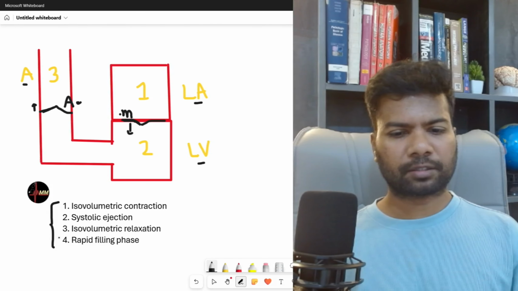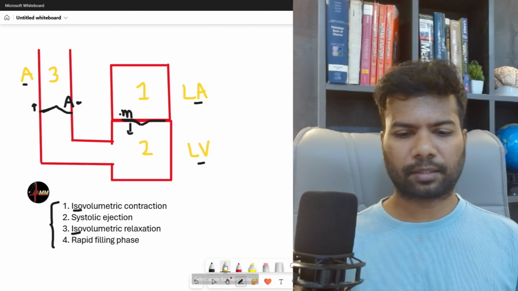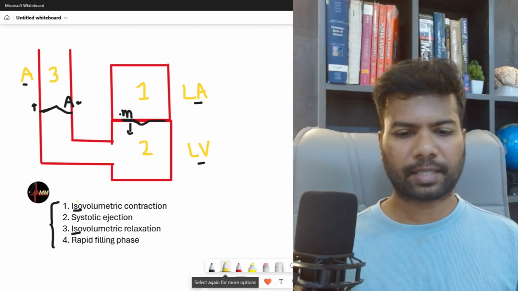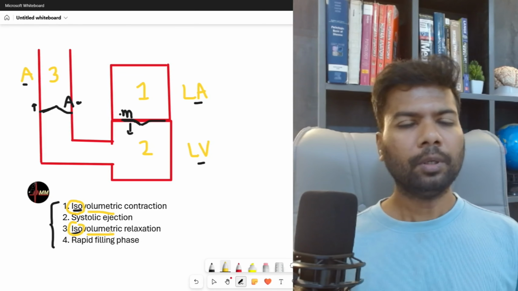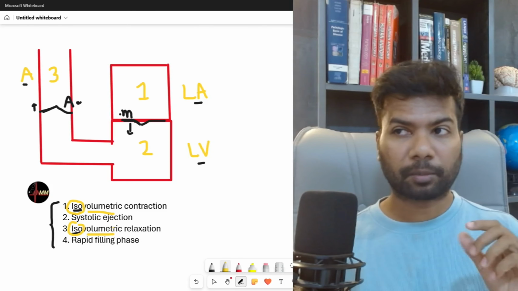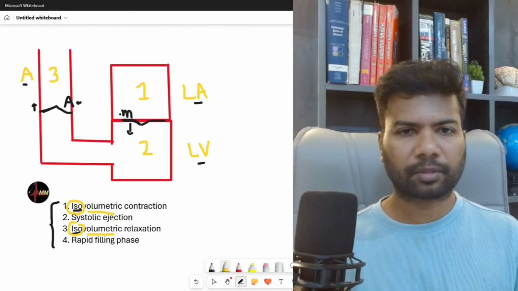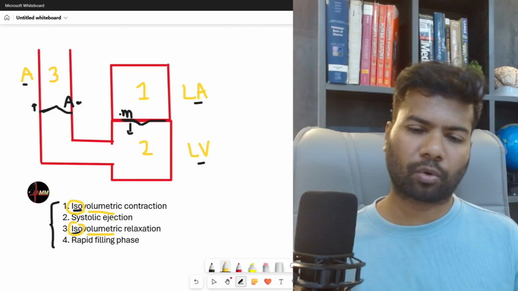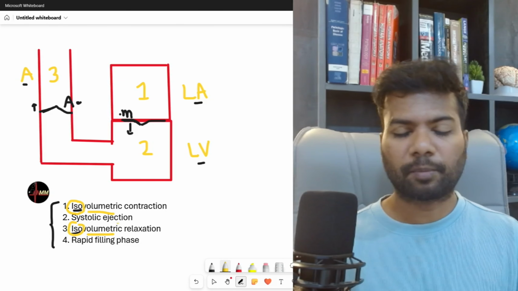Okay, in these four phases, if you see the term iso, iso means same, same volume, isovolumetric, same volume. Fine. That means both the valves are closed in that stage. The mitral valve and aortic valve both are closed. So isovolumetric contraction, or isovolumetric relaxation. Let's see more about it.